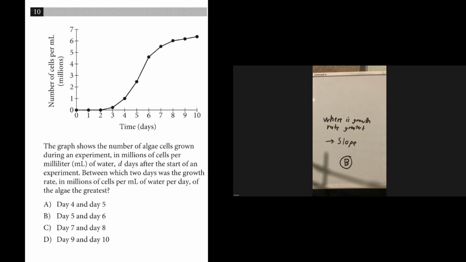It's basically just asking for slope, which you can also tell by the distance of the points. Like between 4 and 5, it goes up by 2. Between 5 and 6, it goes up by 3. Between 6 and 7, it goes up by 1. So the largest increase was between 5 and 6. So you can also figure out slope from that. But the correct answer is B.